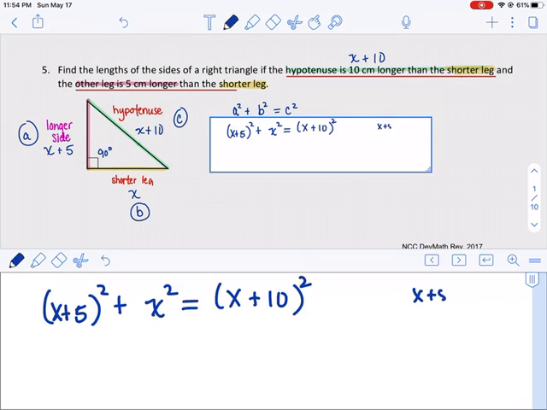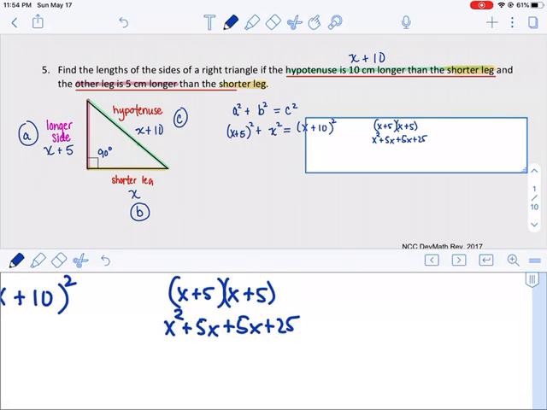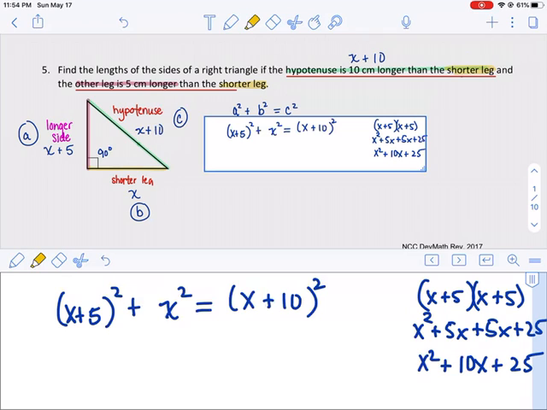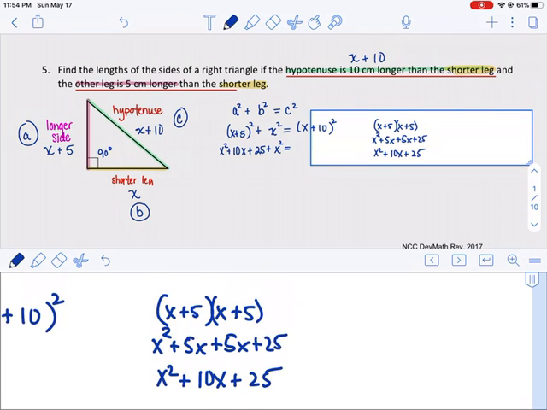On the left-hand side, you can do this by hand. When you multiply x plus 5 squared, you're going to get x squared plus 5x plus 5x plus 25. And then you're going to get x squared plus 10x plus 25. So that would be the first quantity that we're talking about here. So then that would be x squared plus 10x plus 25 plus x squared.